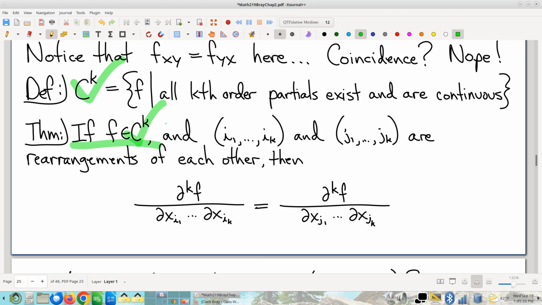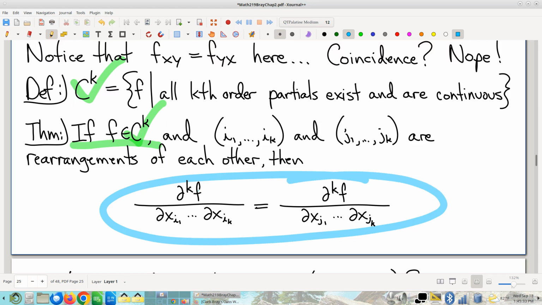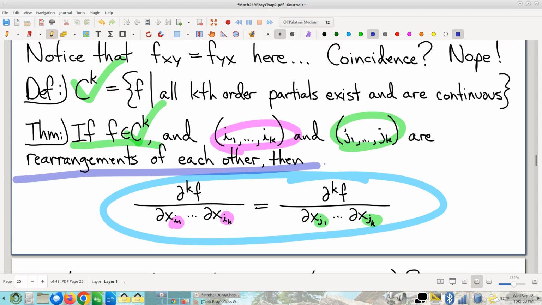Okay. Now, please don't be disturbed by the notation here. This looks like a scary statement. All this is a fancy way of writing down that these are the same partial derivatives, just done in a different order. The big idea is that these subscripts down here are numbers which I'm just claiming need to be rearrangements of each other. So again, fancy notation for do the partials in whatever order you like.